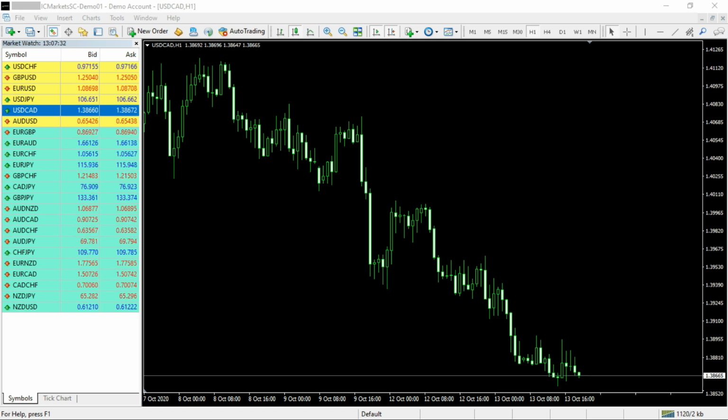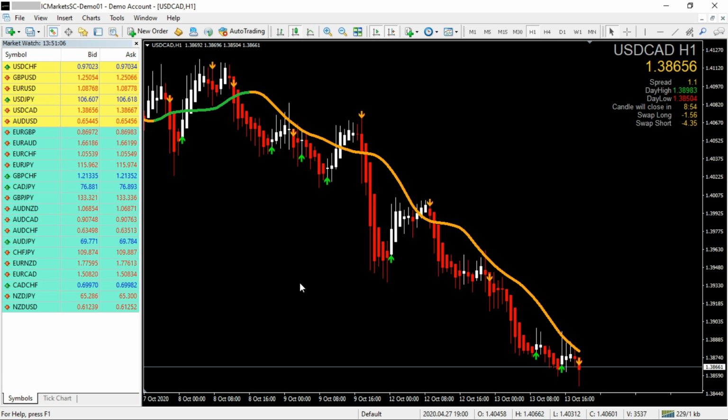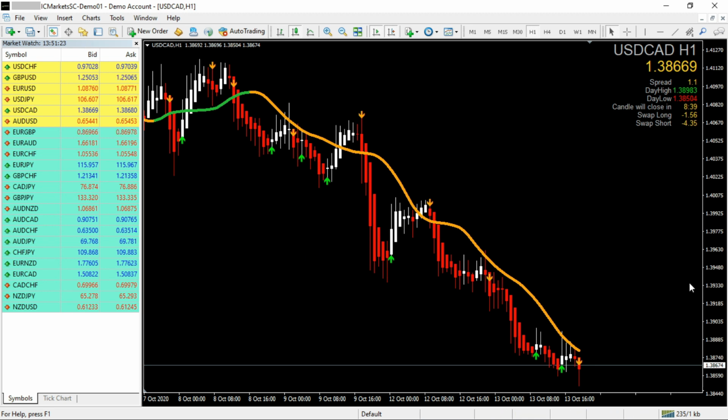Okay, let me show you how the system works. The arrow indicator gives buy and sell signals, which are indicated by the green and orange arrows. These are potential trading opportunities, but we do not purely open a trade based on these signals. I'll explain the reason in a little while.